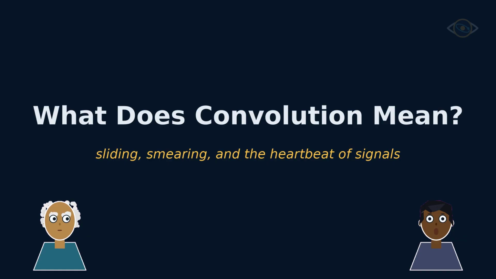I've computed convolutions and never had any feel for them. The formula is this tangle of flipping and sliding and integrating. What is it actually doing? By the end, it'll feel like one simple motion. Slide one thing across another and tally the overlap.